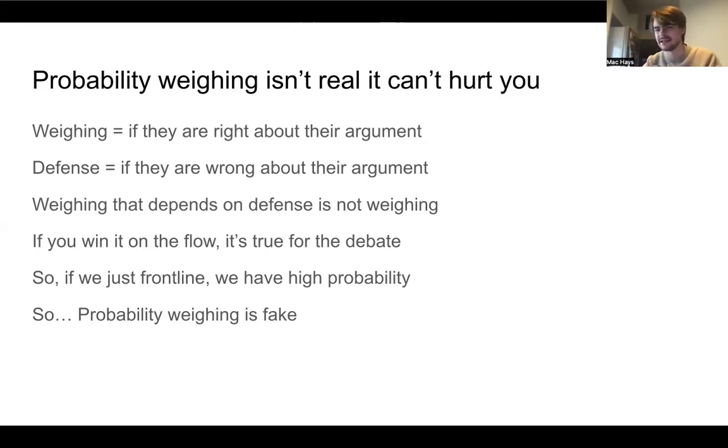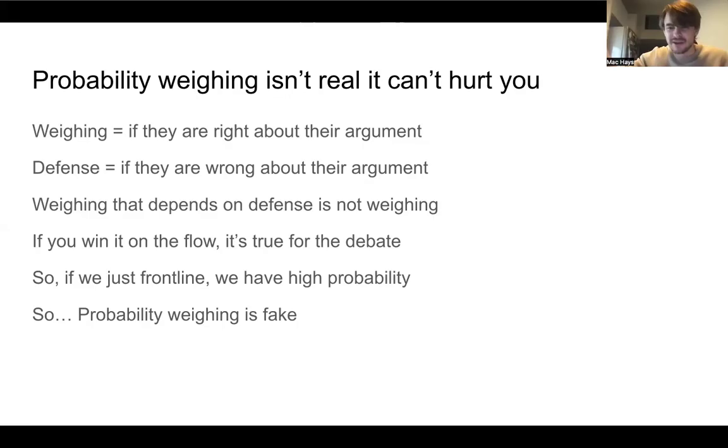Because the whole point of weighing is that you don't have to play whack-a-mole. But if your weighing depends on your responses, then you are still playing whack-a-mole. You are still relying on defense entirely to win the round. The next problem is like if you win it on the flow, it seems true for the debate, right? So if your weighing is contingent on your defense being true, I can just answer your defense. Defense is no longer true, so your weighing is no longer true. So it seems like it's too dependent on the line by line. And if the opponents just win their argument, which they should be doing anyway, then the probability weighing just goes poof, it just goes away.